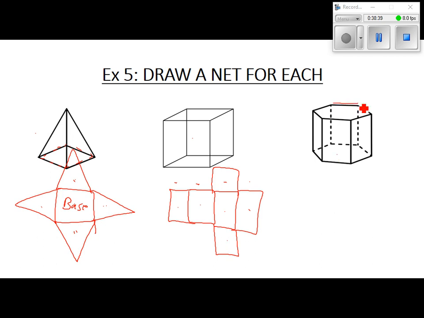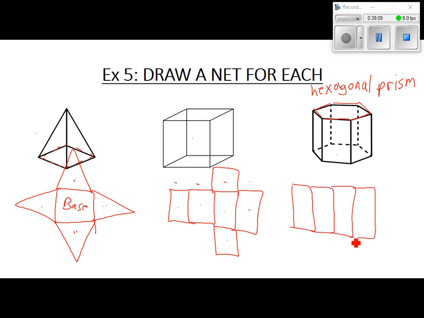This one, it's got 1, 2, 3, 4, 5, 6. So this is a hexagonal prism. And if we draw this, it's going to have 6 rectangles. So I'm just going to draw 6 rectangles here. 1, 2, 3, 4, 5, 6. And they look like they're probably all the same.